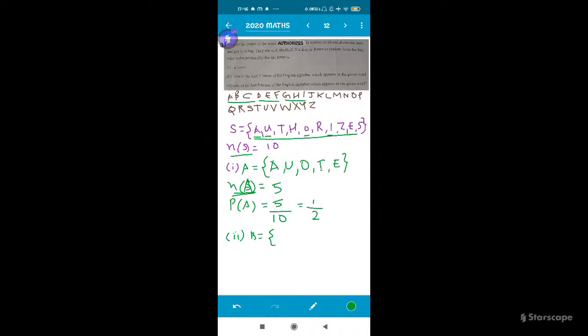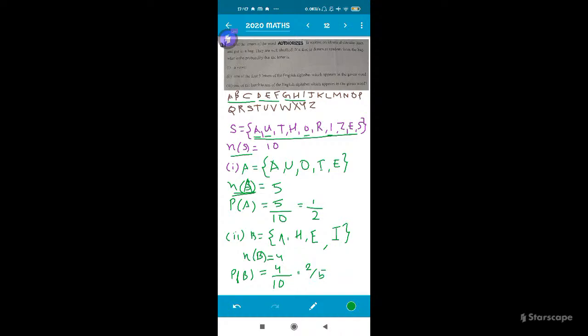We have A, we have H, we have E out here. Okay, is it all, or do we have something else too? Yes, we have I too. Yeah, A, H, E, I. That means N of B is 4. There are 4 elements in the set. So our required probability will be N of B divided by N of S, which is equal to 4 by 10. That means 2 by 5. So this is the answer.